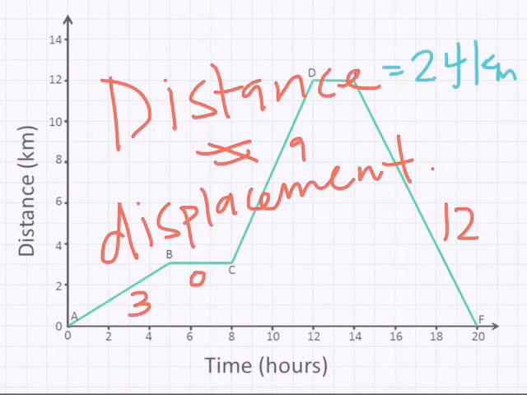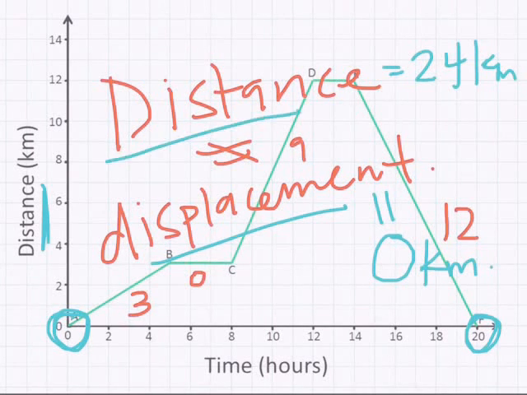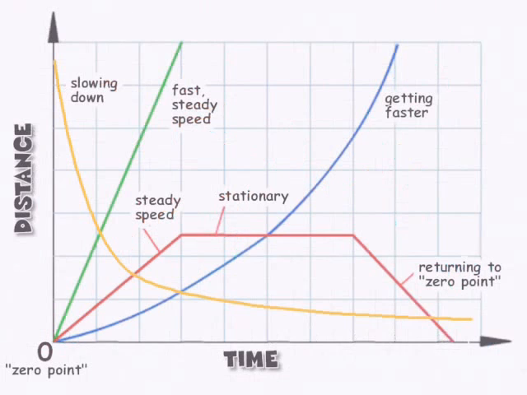The displacement, though, is how far away the object is from the start when it gets to the end. So the object started here at 0 and ended here at 0. We're talking about distance, not time. So the total displacement is 0 kilometers. So distance and displacement are different.